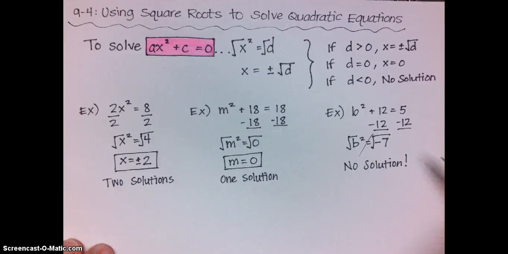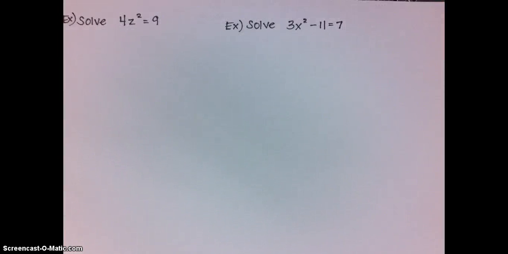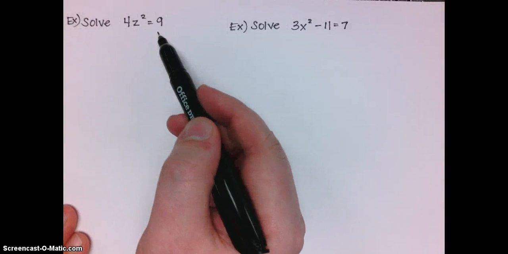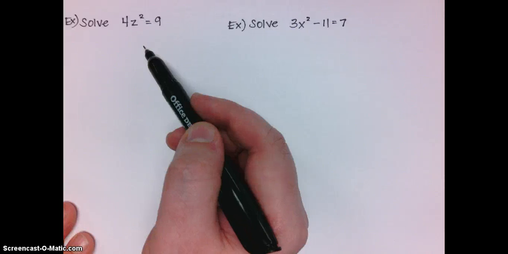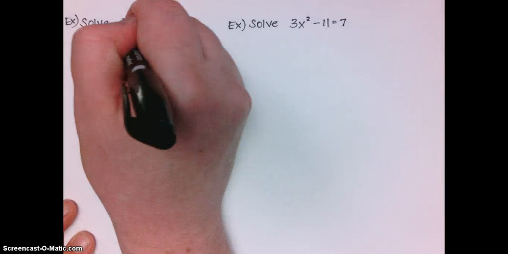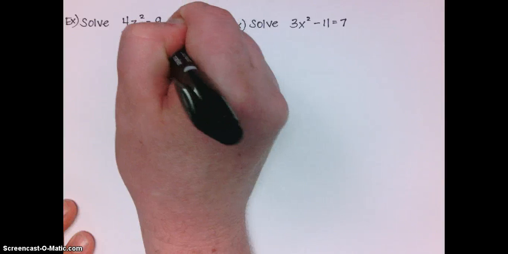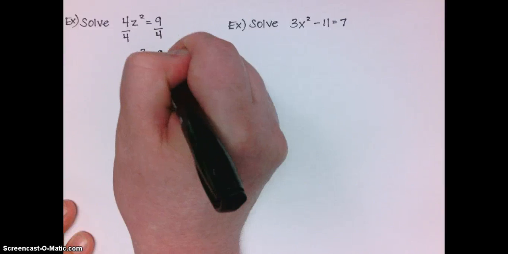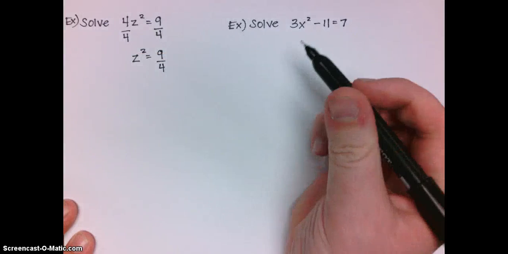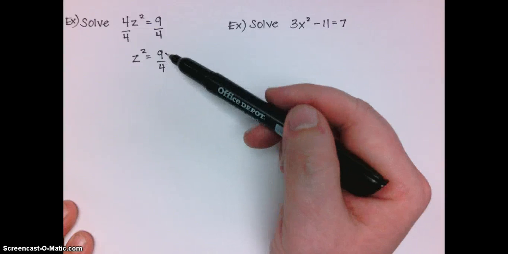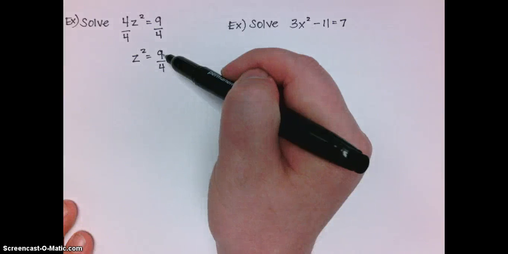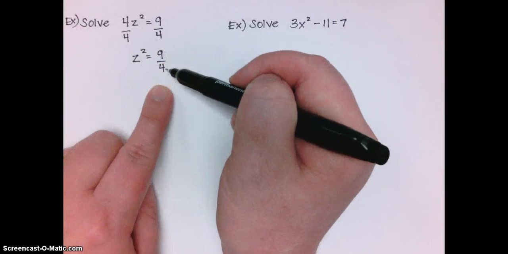Let's try one that's a little bit different. These are all fairly simple. The next one I'd like us to try is 4z squared is equal to 9. It's very simple to get the z squared by itself. I'm going to divide both sides by 4. When I do that, I'm left with z squared is equal to 9/4. And you might be thinking, I don't know what to do because I have a fraction. But again, think of this as, is 9 a perfect square? And is 4 a perfect square?